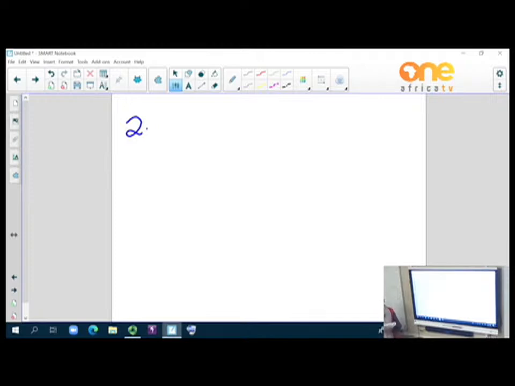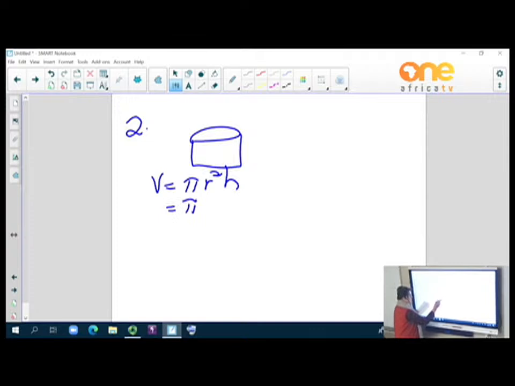Right, number 2. This is also a question that they love. Water flows through a pipe into an empty cylindrical tank. The tank has a radius of 40 and a height of 110. So there's the cylindrical tank that they pour the water into. Calculate the volume. And volume is then pi r squared h, where the radius is 40 and the height is 110. So Maxine, what is the volume of this tank?